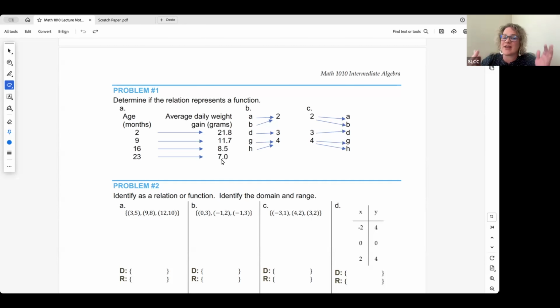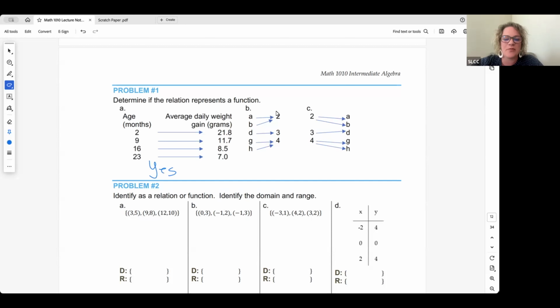When trying to determine if this relation is a function, you first think about repeated x's. Are there repeated inputs? 2, 9, 16, 23. No repeated inputs. Is this a function? Yes, it is.